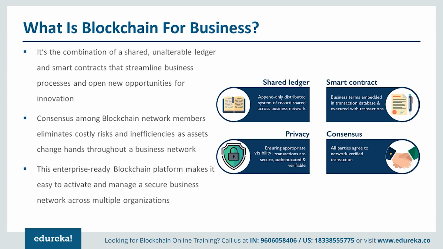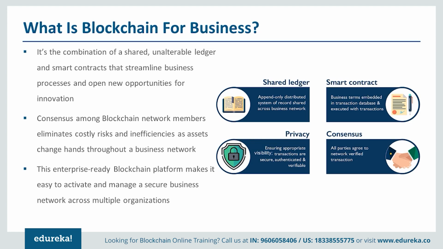One is your shared ledger. Shared ledger is nothing but your distributed ledger, which is the same as any other blockchain ledger, where you are storing all the transactions. Another is your smart contract, which we call chain code.